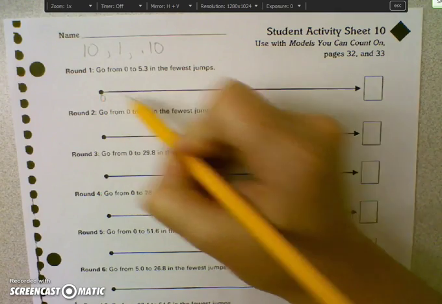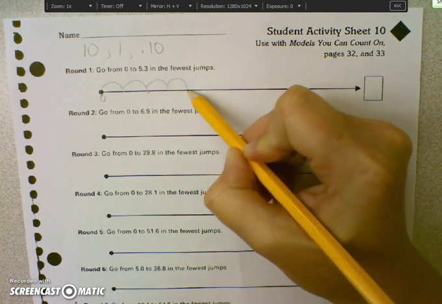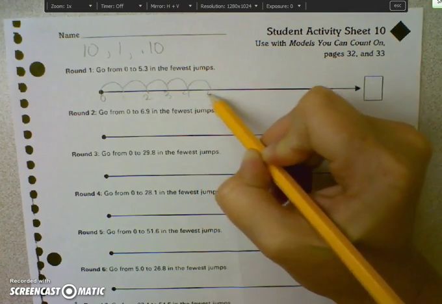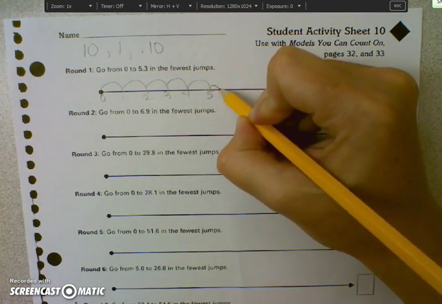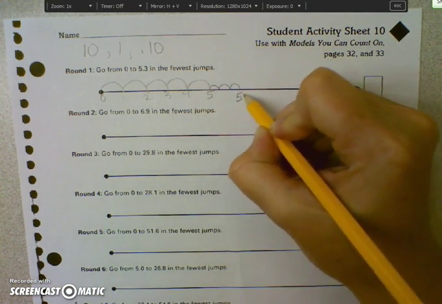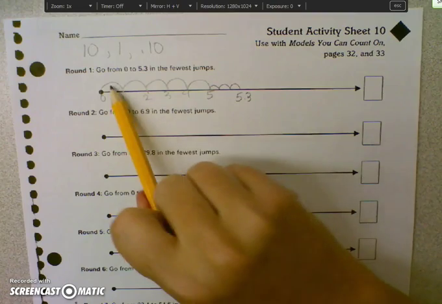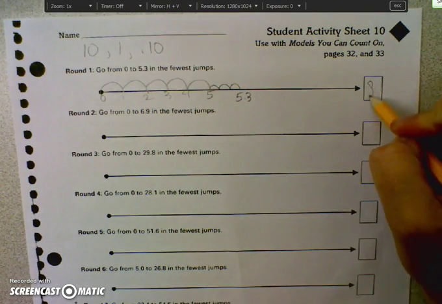So if I was starting at 0, I could jump forward 1, 5 times, which would make me land at 5. And then I would jump 3/10 forward to 5.3, or 5 3/10. And that was a total of 1, 2, 3, 4, 5, 6, 7, 8 jumps.